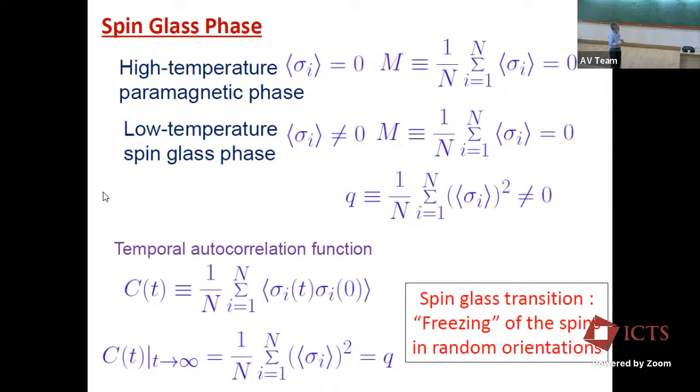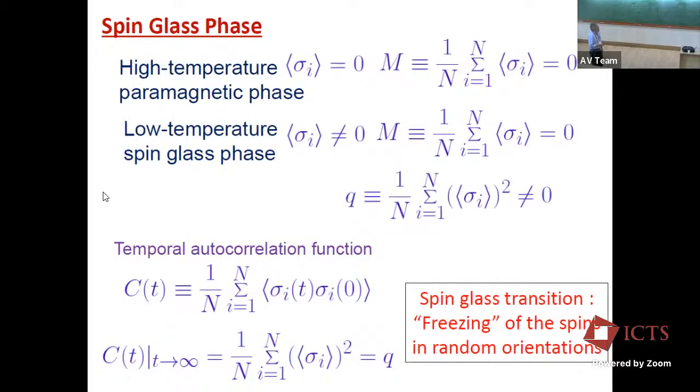So these people, Edwards and Anderson, this Anderson is P.W. Anderson, the famous Nobel laureate. And Edwards is also a famous physicist, who didn't get the Nobel Prize, but Sam Edwards is very well known for his work on polymers and soft matter systems. So this order parameter they invented, so to speak, says that instead of summing over the sigma averages, you sum over the sigma averages squared.